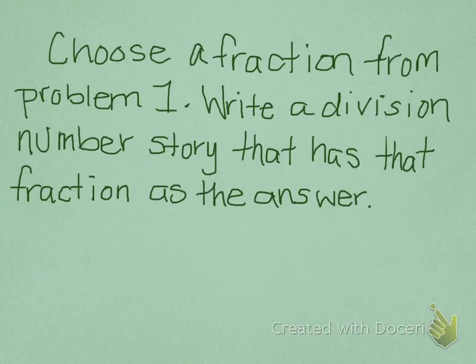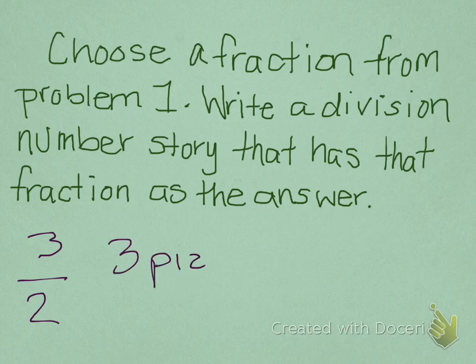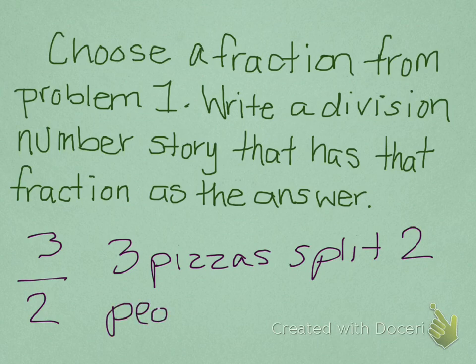And number 5 says choose a fraction in problem 1. Write a division number story that has the fraction as the answer. So I'm going to pick 3/2. I'm going to say I have 3 pizzas, and I'm going to split them between 2 people. How many does each person get? So it would be 3 pizzas divided by 2 people. Therefore, your answer would be 3/2.